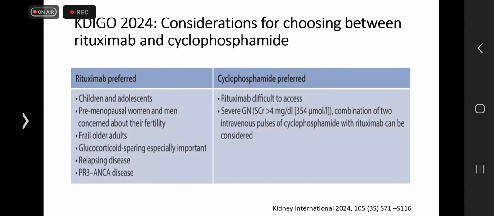and glucocorticoid sparing is important in those with relapsing disease and PR3 ANCA, and cyclophosphamide is the preferred choice when you have severe presentation, which is life or organ threatening, and when rituximab is difficult to access.